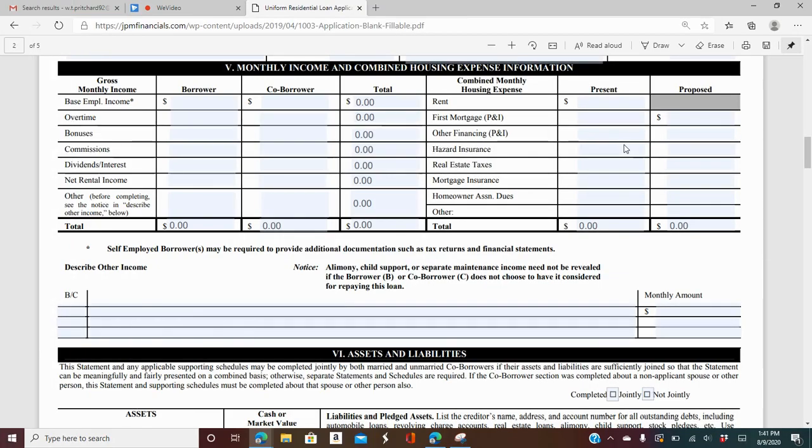Today we are talking about Section 5 of the Uniform Residential Loan Application. Section 5, as a new processor, I was extremely overwhelmed and intimidated, is actually the right word, with Section 5 because you have the income and you have this combined housing expense, and it's like, what the hell does any of this even mean, right?